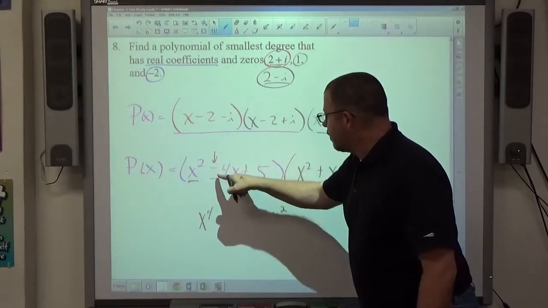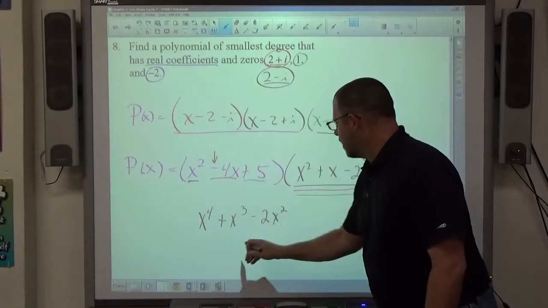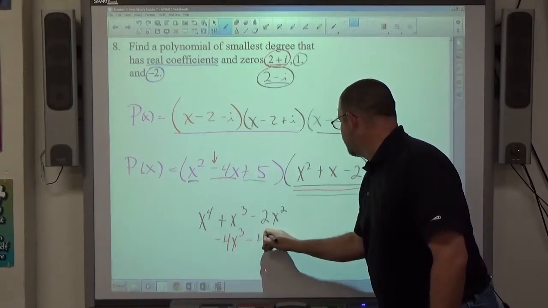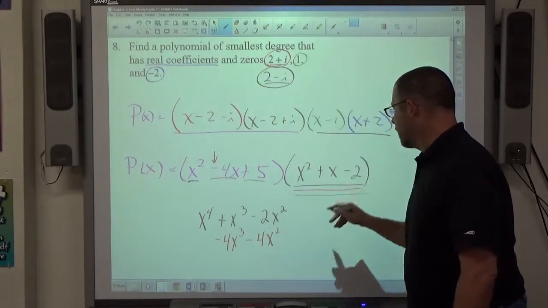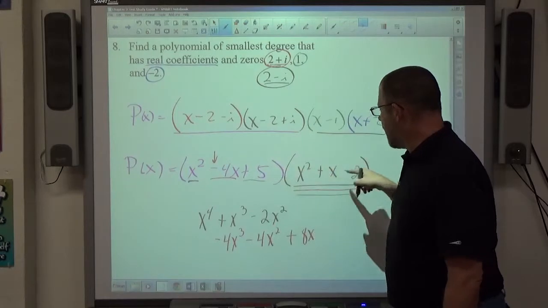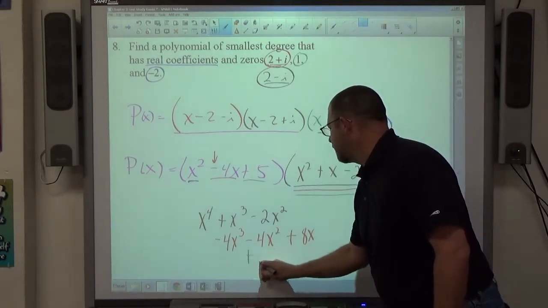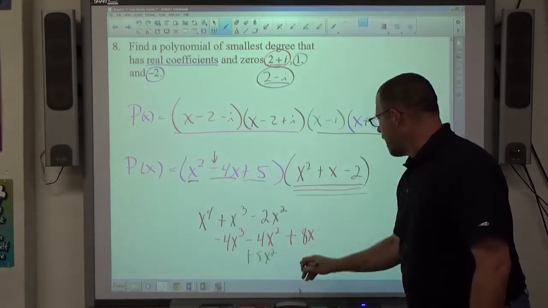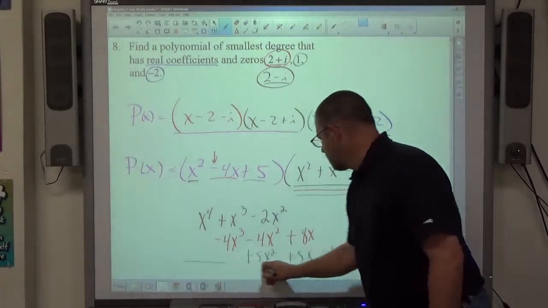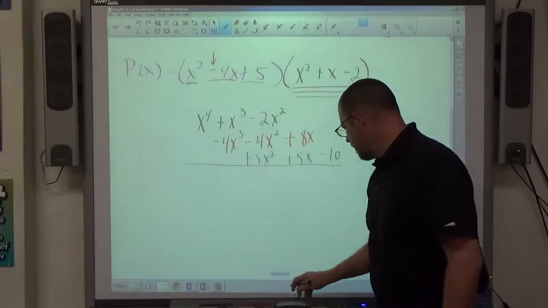This is a negative 4x times all this stuff, so negative 4x times x makes negative 4x cubed. Negative 4x times x makes negative 4x squared. Negative 4x times negative 2 makes positive 8x. Then positive 5 times everything gets me positive 5x squared, positive 5x, negative 10. We combine like terms by adding up all the columns.